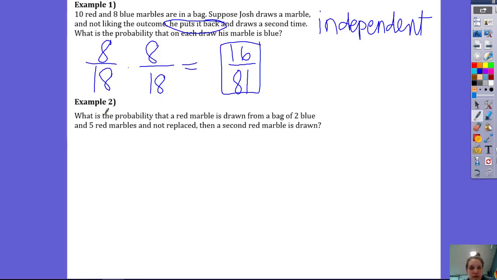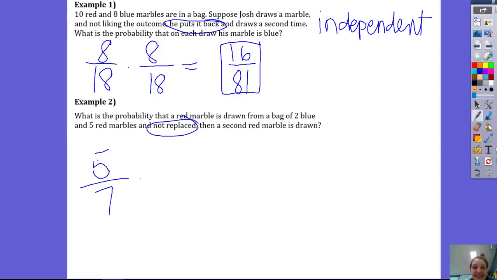On our second example, what's the probability that a red marble is drawn from a bag of 2 blue and 5 red marbles and not replaced, and then a second red marble is drawn? So the first time I'm drawing a marble, I have 2 blue, 5 red, so 7 total marbles. What's the probability that I draw a red marble? So I have 5 red marbles, 5 out of 7. But I am not going to replace that marble. I'm going to hold that marble outside of the bag. Not going to put it back in the bag.